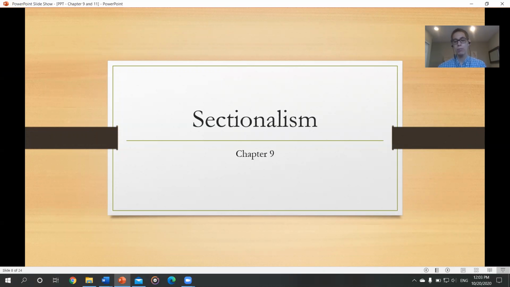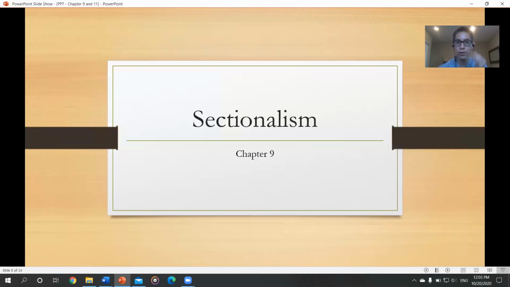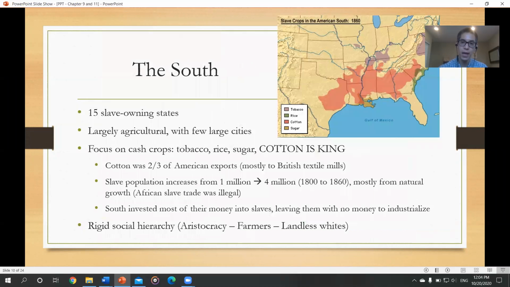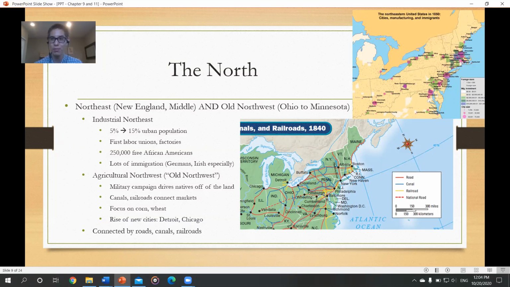Okay, so again, we talk about how the Germans are going to the Midwest, the Irish are going mostly to New England and the North. Now focusing on sectionalism. The root of sectionalism is section. It's the different sections of the United States. So looking at the North, the South, and then the West, and some of the regions in each, some of the characteristics of each part. Let me move myself so we can see the map here. So the North refers to both New England and the middle colonies, kind of New York, Pennsylvania, and then some of the old Northwest, so Ohio to Minnesota, kind of this stretch right here.